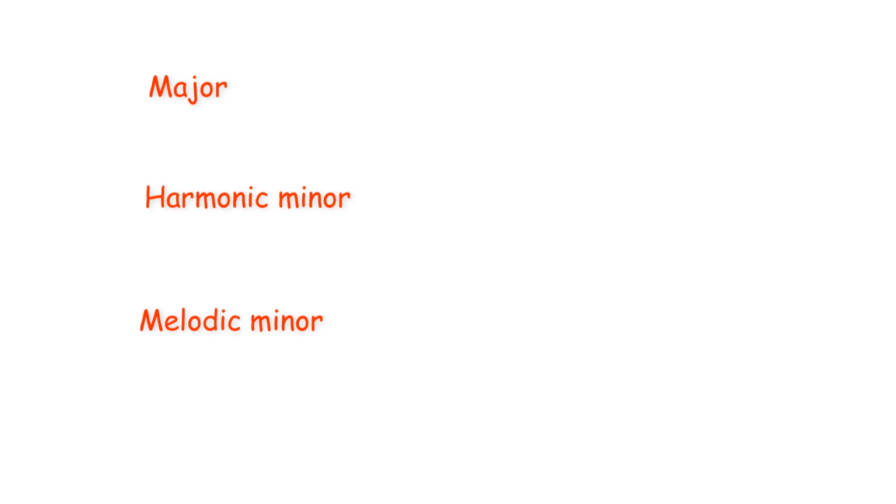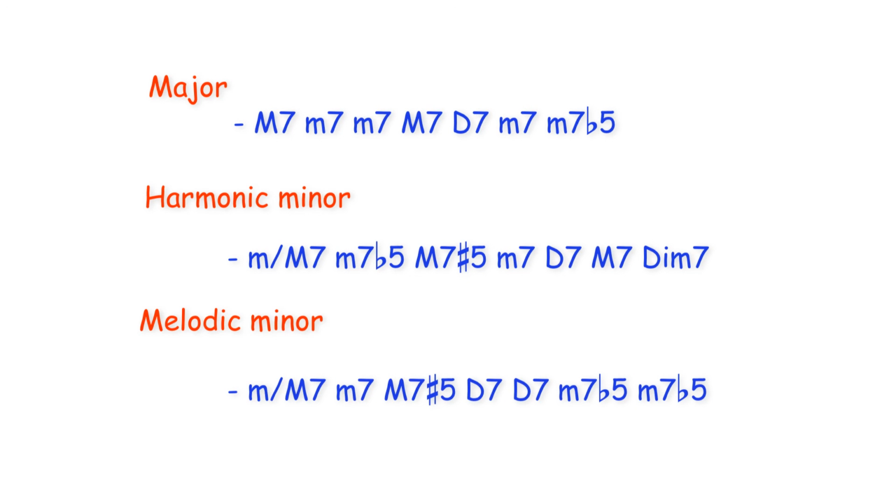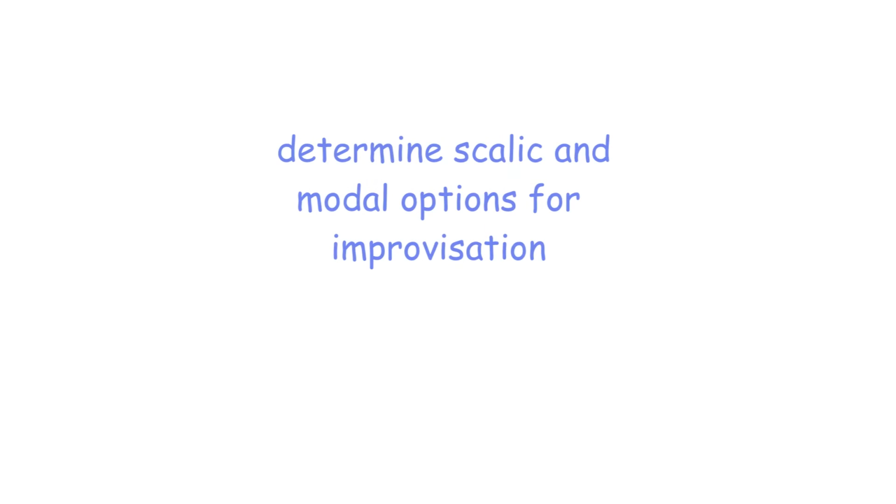It must be remembered that every harmonized major, harmonic minor, and melodic minor scale will produce the same order of seventh chords on the scale's 7 degrees. This makes memorizing the types of seventh chords and their location on the different scale degrees easier. The position of the various seventh chords in these scales can also be used to determine the various scalic and modal options which can be used to improvise over them, a topic I will cover in the following video.